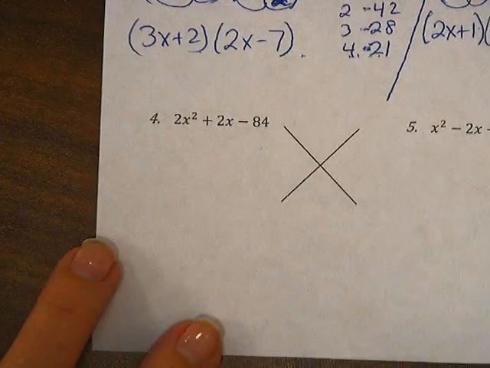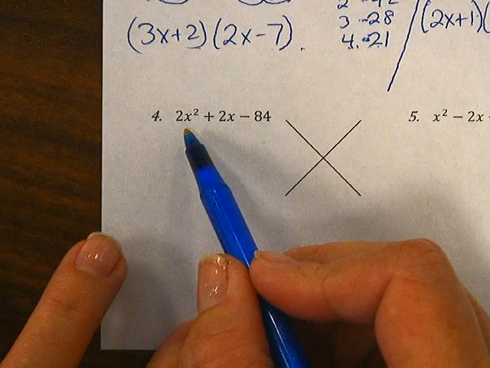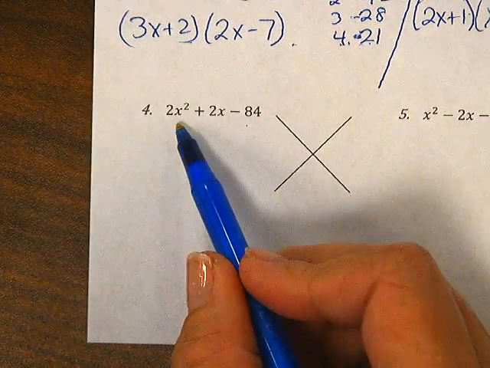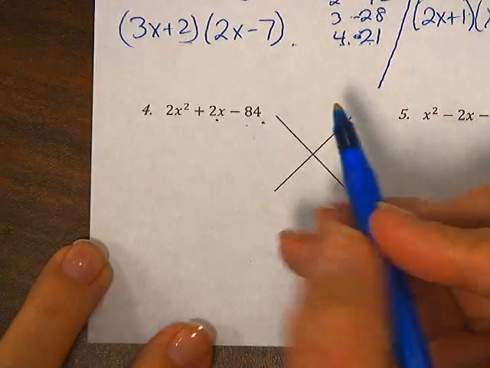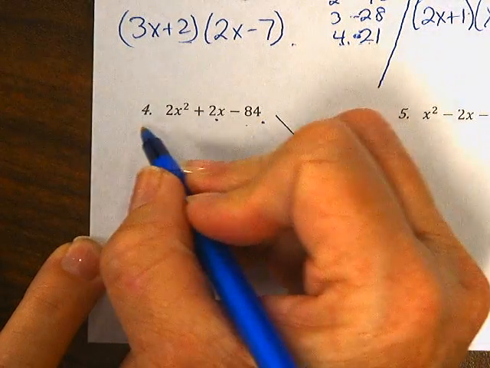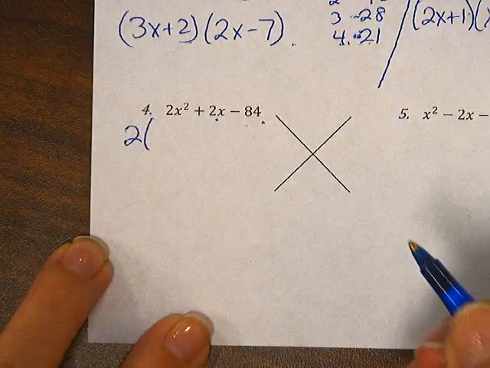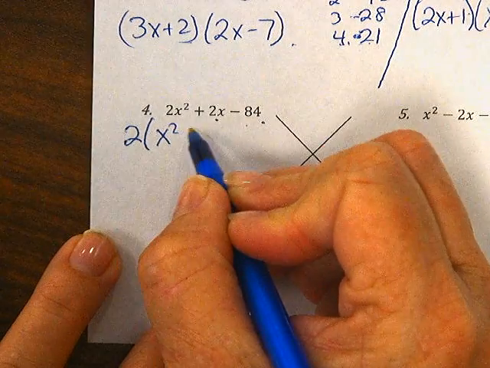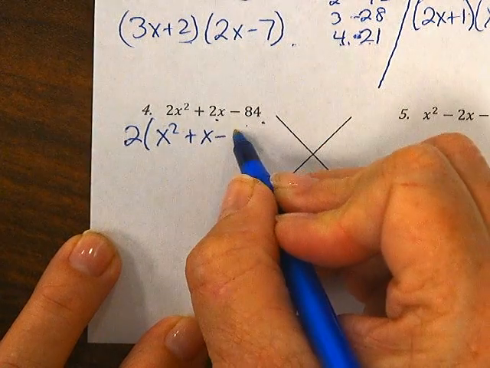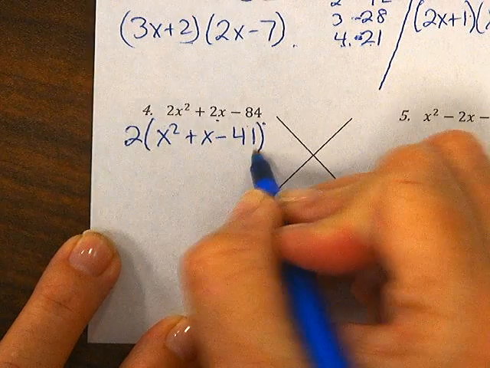Let's take a look at our last row. So problem 4, we've got 2x squared plus 2x minus 84. I'm struck right away, they're all even numbers, so I'm going to factor a 2 out before I even begin. So I'll have a 2 out in front. x squared plus x minus 42.